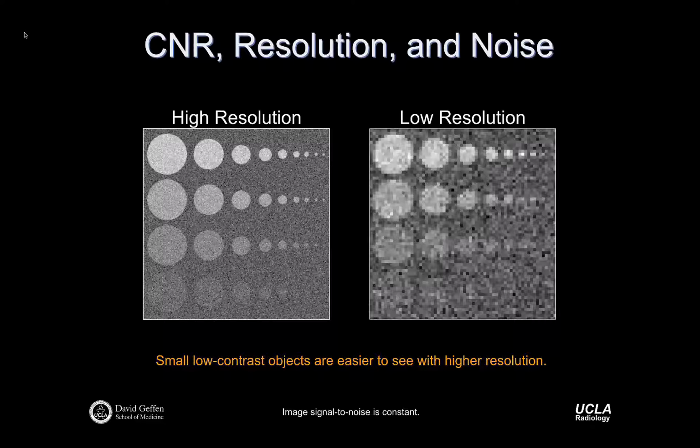Stepping back to that same idea, here you've got a range of high contrast to low contrast objects, and here the noise is actually controlled. Is it easier to detect something when you have low resolution on the right-hand side or when you have high resolution? Obviously in higher resolution images, it's easier to see these small low contrast objects, and they're completely washed out in the low resolution image.